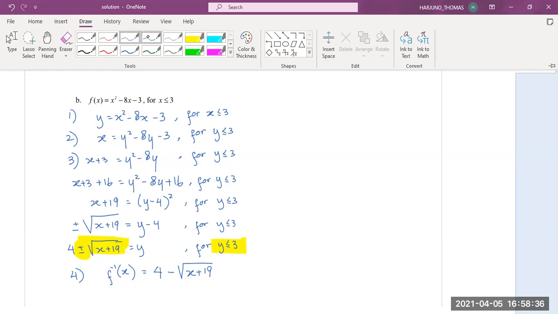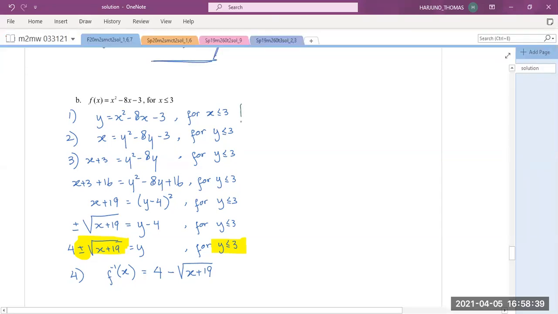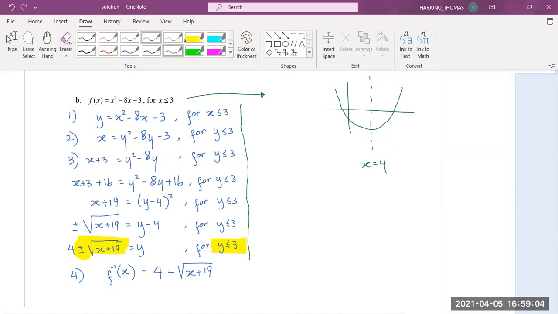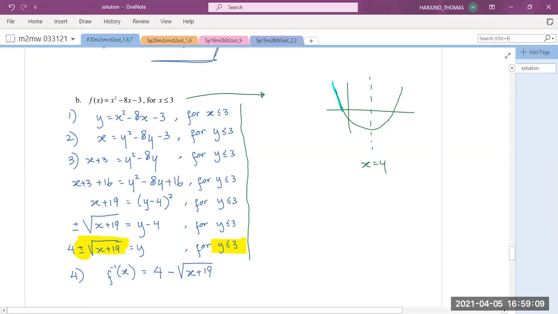The one I write in green was the one I did not emphasize to them, but I will start emphasizing that for you. We actually need to take a look, when x is at most 3, what happened to the y? We know the graph looks like this, where the axis of symmetry is x equals 4. Now, we are actually taking this branch here. This is the branch we are talking about, up to that.